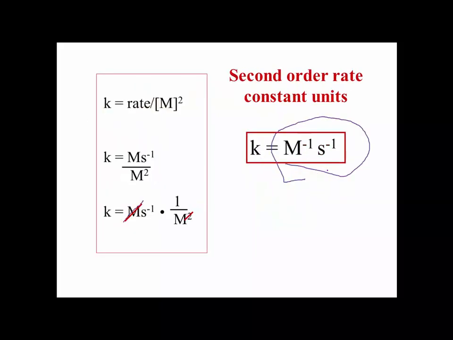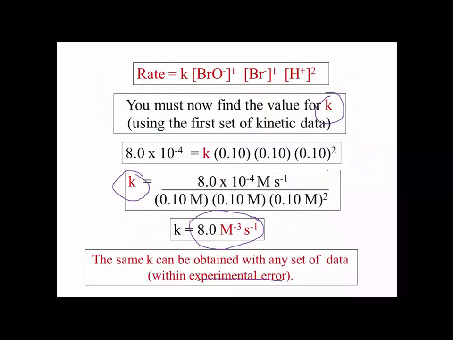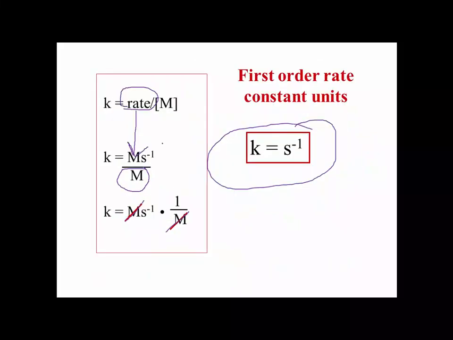If you had zero order, then your rate is going to be equal to k. So then you've got molarity over time.